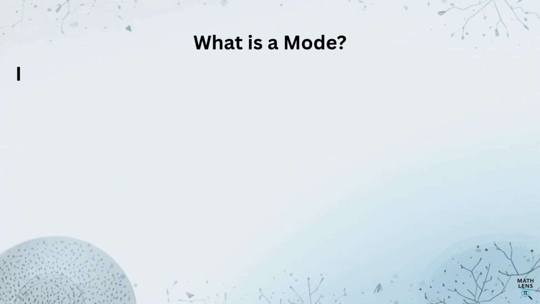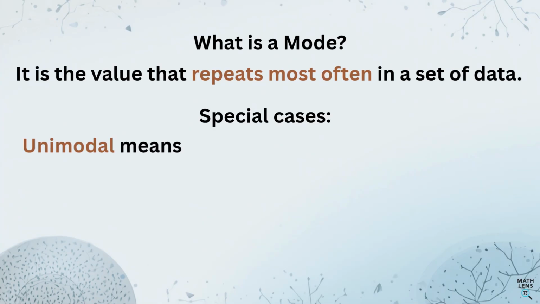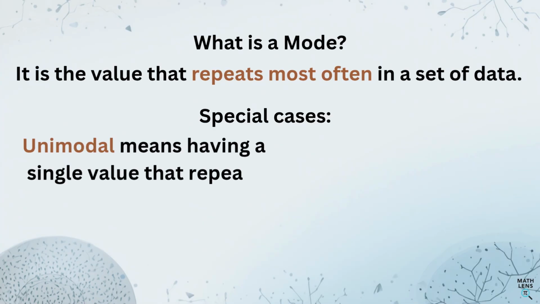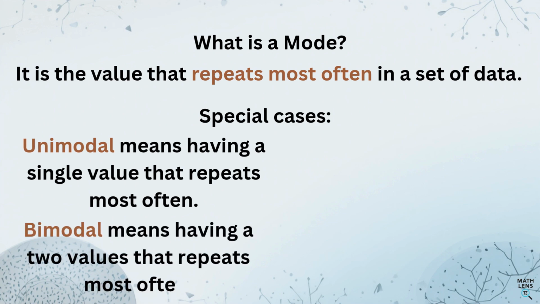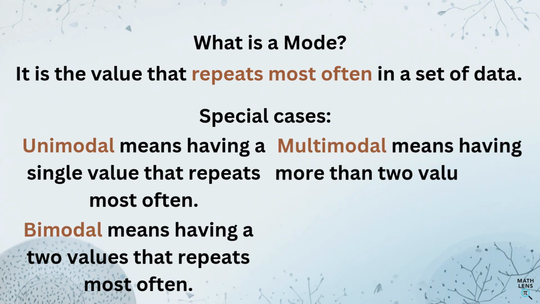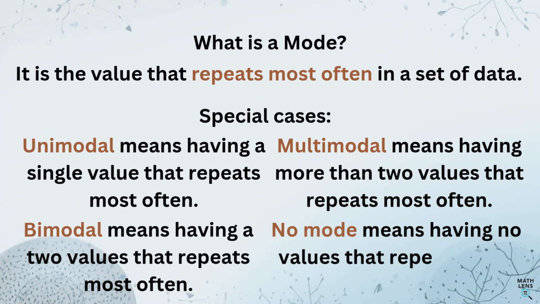The mode refers to the value that appears most frequently in a dataset. Let's go over the special cases. Unimodal. This is when there is a single value that repeats most often. Bimodal. Here, two values appear with the same highest frequency. Multimodal. When there are more than two values that repeat most often, the dataset is considered multimodal. No mode. Sometimes, no number is repeated more than once. In this case, we say the dataset has no mode.